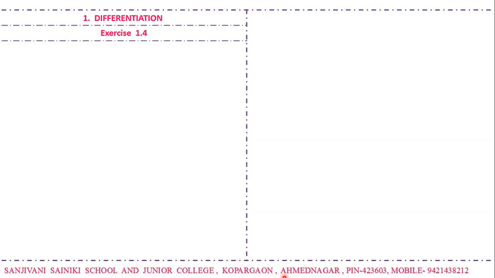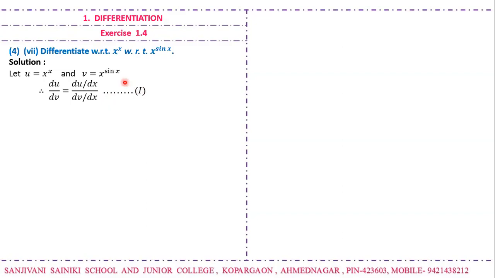Now the next example is: differentiate x raised to x with respect to x raised to sine x. Now this is one function and this is another function. We want to find the derivative of this function with respect to this function. So take first u as x raised to x and v as x raised to sine x.